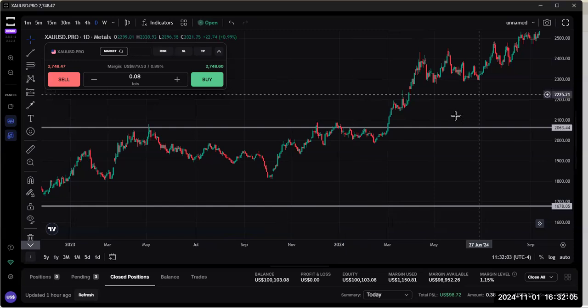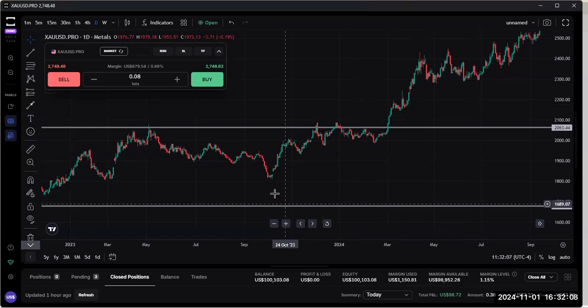All right. So a resistance area is an area that as price was ascending, got to that point and could not continue beyond that point. So I identified a line using the weekly time frame to identify a resistance area.